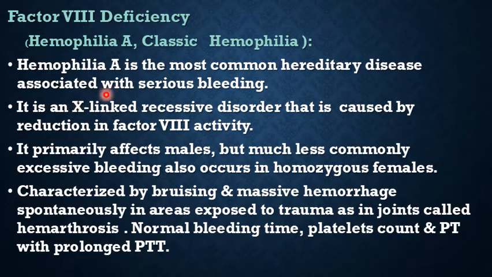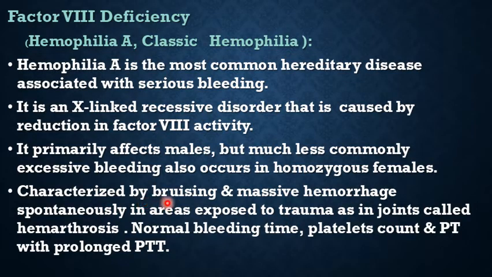While the female has XX. So when she has the disease on only one chromosome, only one diseased X, she will carry the disease to her sons, but she doesn't show the disease. So she is only a carrier. Only when she gets two diseased X chromosomes will she get the illness. It primarily affects males, as I told you, but much less commonly there is excessive bleeding also in homozygous females. Okay.